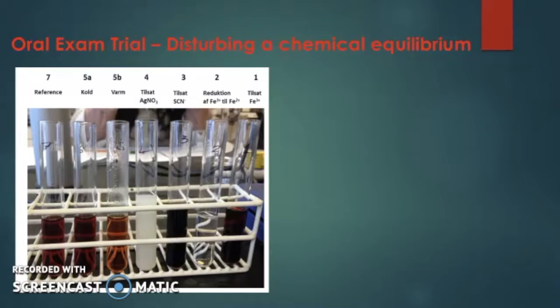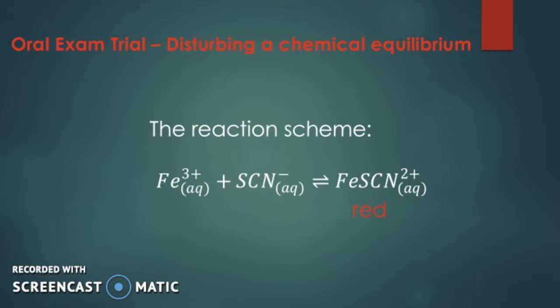Hello, I would like to talk about chemical equilibrium with the experiment disturbing a chemical equilibrium in focus. So in this experiment we use the homogeneous chemical equilibrium where iron-free ions react with thiocyanate ions to create the complex iron-free thiocyanate, as it can be seen here.